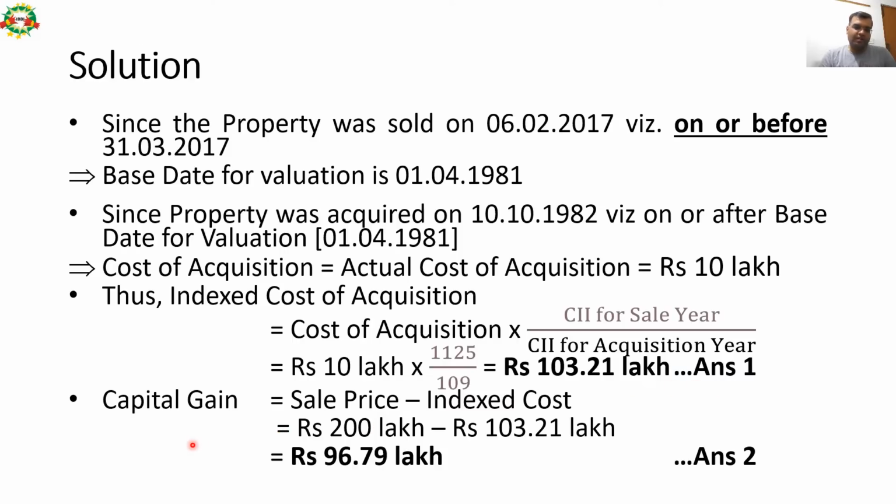And capital gain is nothing but sale price minus index cost. Sale price has been given in the question, 2 crore rupees, 200 lakh rupees, and here we have the total index cost. So that means the seller of the property will get a capital gain of rupees 96.7 lakh under this scenario. If he is an individual, he has to pay 20% of this amount as capital gain tax. If he is a company, then 40% of this amount has to be paid in the form of capital gain tax.